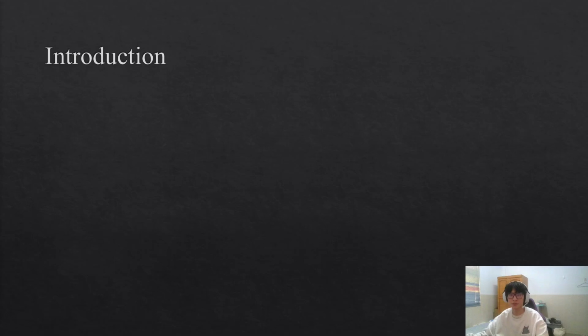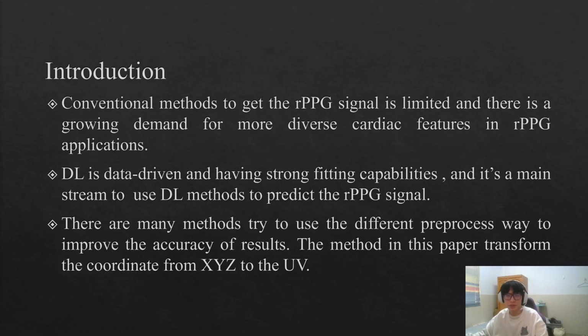The first is the introduction. In medicine, ECG and PPG are important tools for obtaining information about the heart, using contact methods to capture signals. In recent years, non-contact methods for signal acquisition have been developed, known as RPPG. Nowadays, many conventional methods have been proposed, such as CHROM, POS, ICA, PCA, and so on.